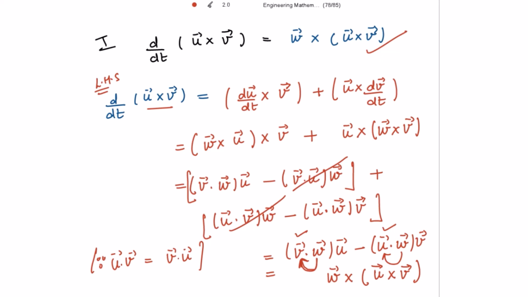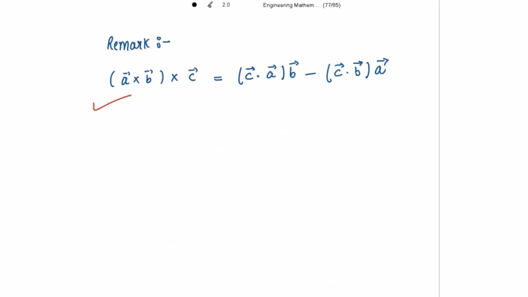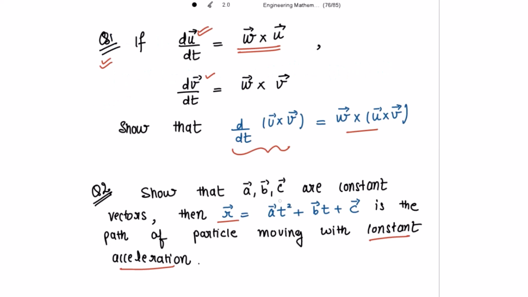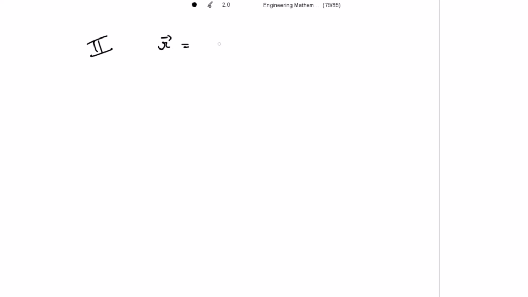Okay, now the next question. Show that if a, b, c are constant vectors, then r vector is this. This is given to us. We need to show that it is moving with constant acceleration. R vector is given to us, that is a vector t square plus b vector t plus c vector.